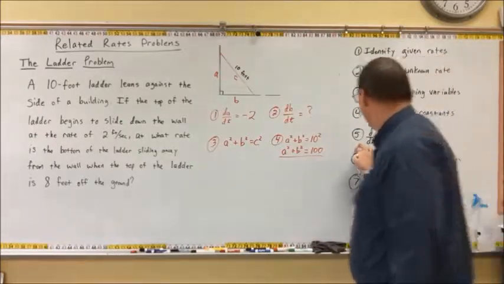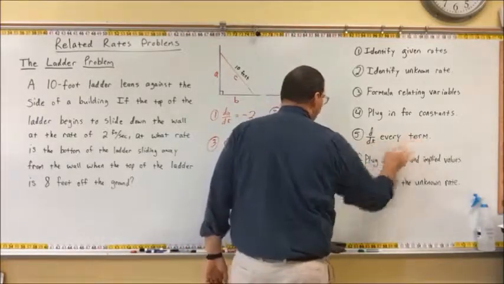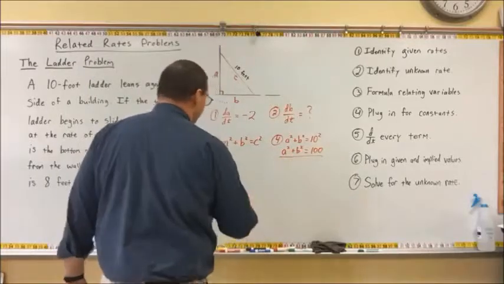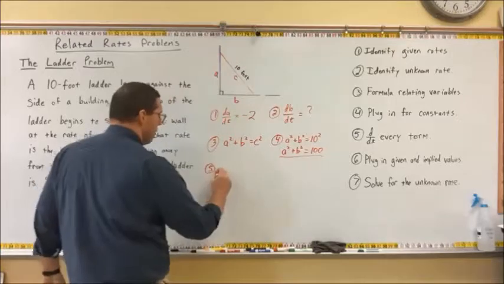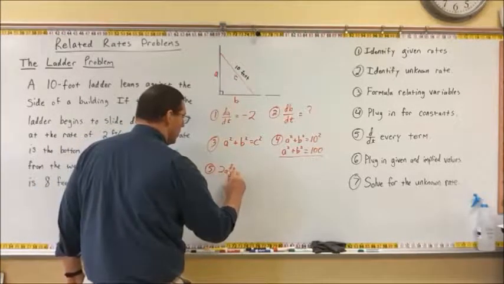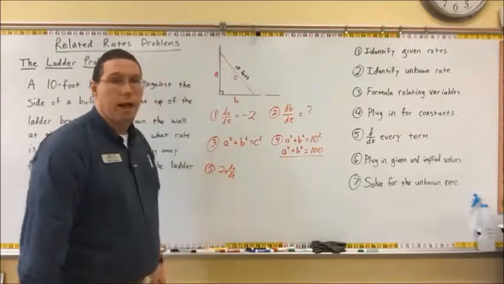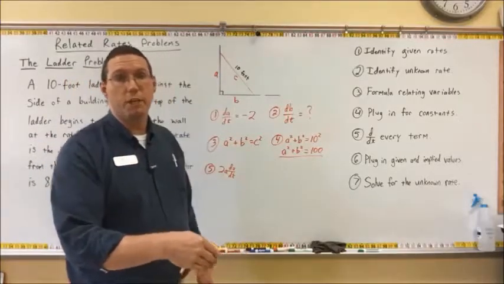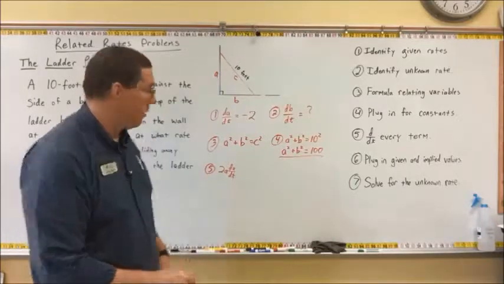Step 5 says take the derivative with respect to time, d dt, of every term. So we have A squared, we have B squared, and we have 100. We're going to do the derivative of those. The derivative of A squared is 2A dA dt. And you have to understand implicit differentiation to understand how to do the derivative of that. Hopefully you've already seen my video on implicit differentiation. Hopefully you've already gone through my basic video on related rates.